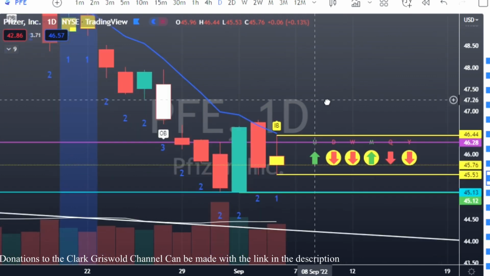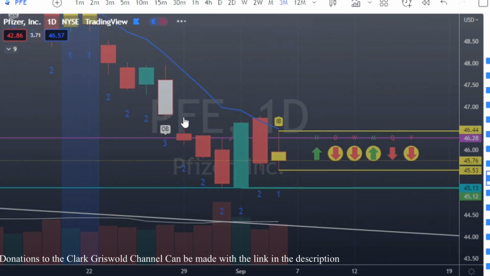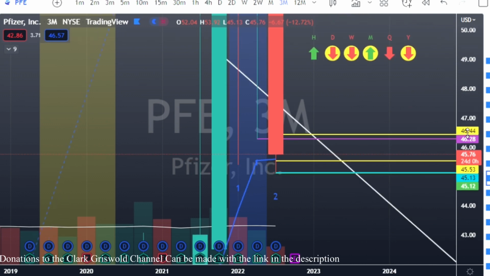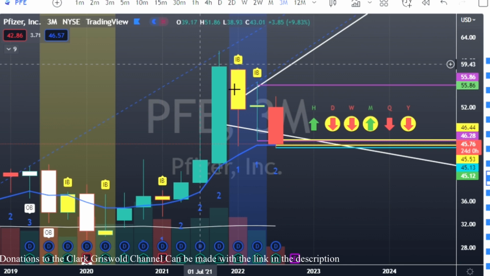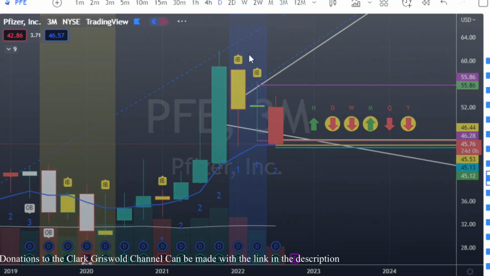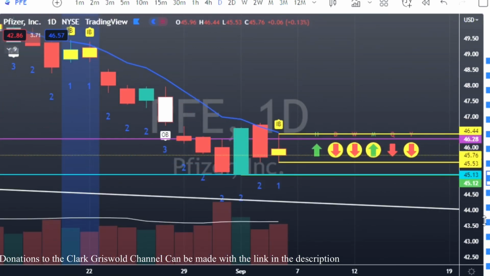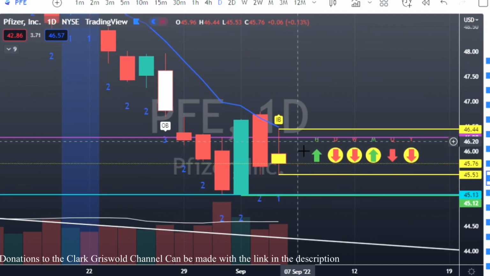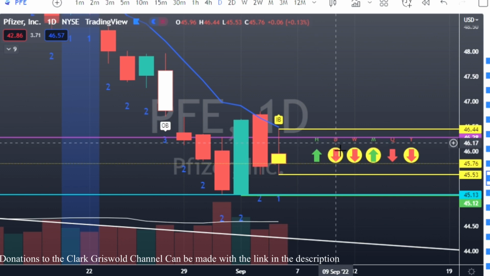So Pfizer is another one. If we go look at Pfizer on this 3-month setup, you're going to see this trend up, and now we're on the way back down. Okay, you can see how that runs. Okay, so let's go back into the daily chart. We've got an inside bar on Pfizer. Okay, we're already 2 down on the quarterly. So we can look for calls on this one at 46.44.